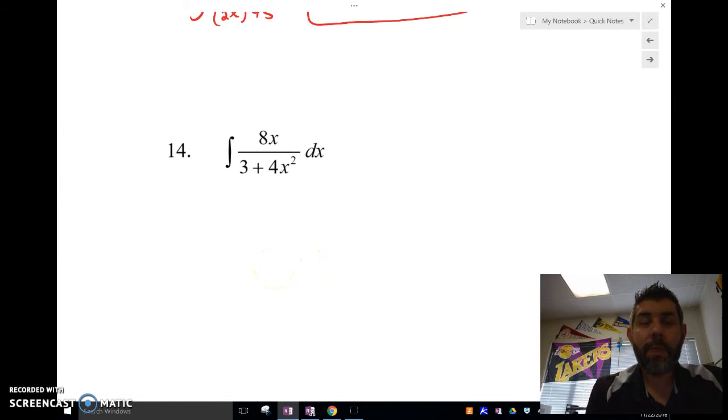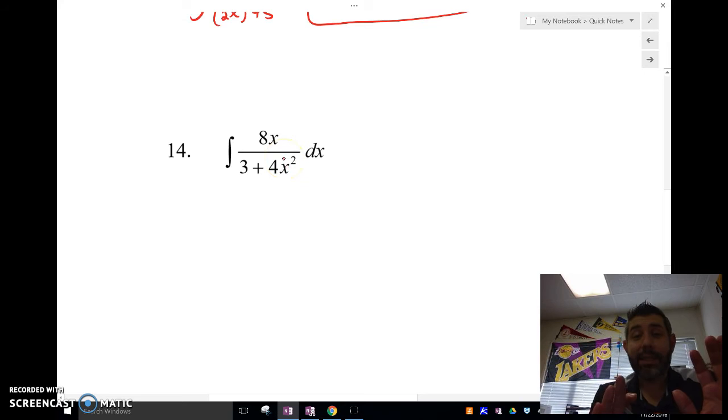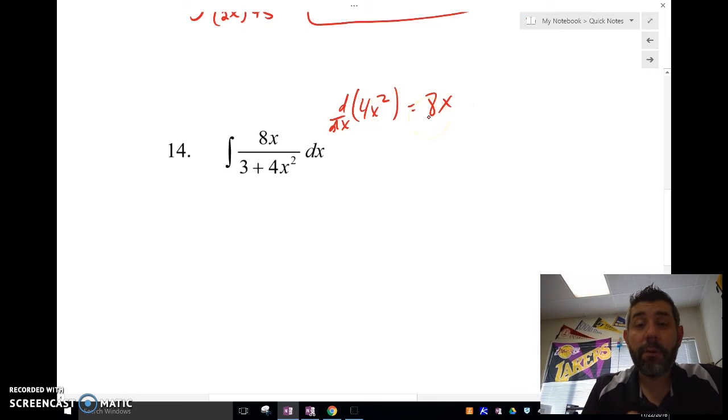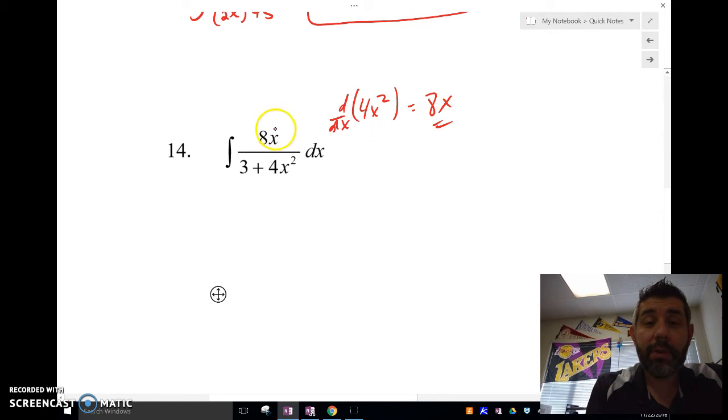Okay, now you look at this and go, hey, there's an x squared on the bottom. It must be an inverse tangent. But wait, there's an x in the numerator. So we've got to be careful, because when there's an x in the numerator and an x squared in the denominator, this is probably going to be a logarithm. Because remember, what's the derivative of 4x squared? That's 8x, which is what we have here.